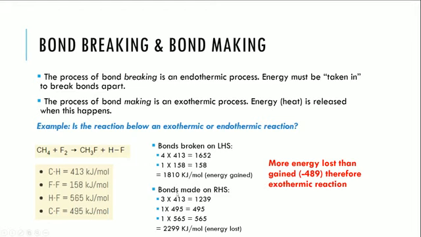So what we now have is that ultimately, we've lost more than we've gained. So it's a loss of 489, denoted by negative 489 kilojoules per mole of energy. Therefore, overall, because we've lost energy, it's an exothermic reaction. If we were to have gained more energy than we had lost, which would have been a positive number, then that would have been an endothermic reaction. So I hope that all makes sense.